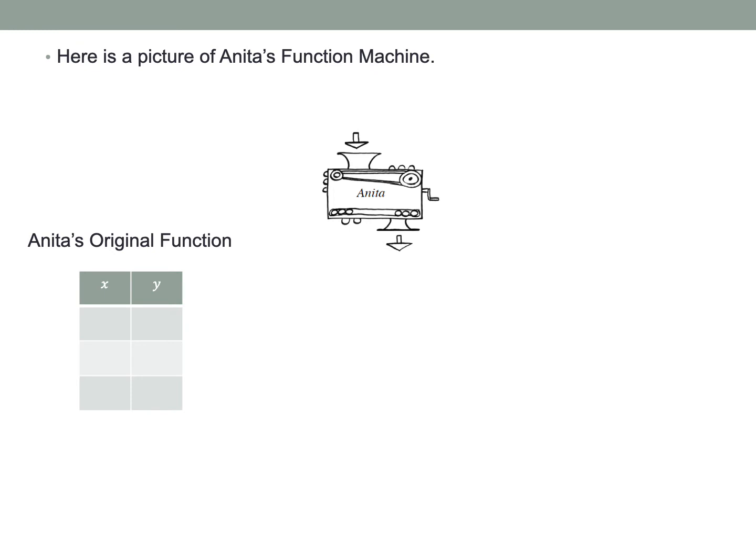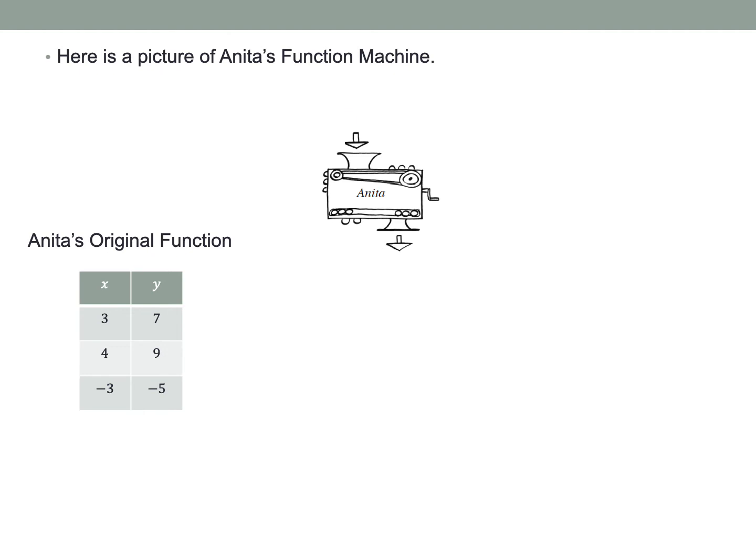So Anita puts a 3 into the machine, so you can see it's going into the machine here, and it's an input here on the X side of the table, and then out comes a 7. Then she puts a 4 in the machine, and out comes a 9. And then she puts in a -3 in the machine, and out comes a -5. Okay, so that's what her function machine does.